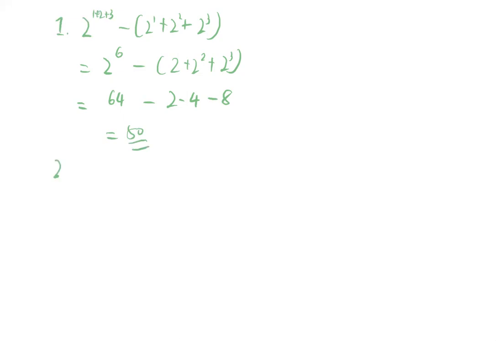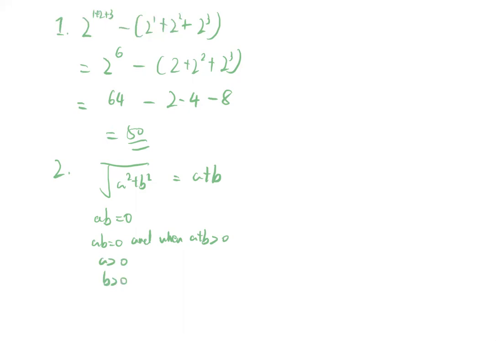Question number 2 is a condition problem. It's asking for the condition when the square root of a squared plus b squared equals a plus b. There are a number of answer choices. Some of them are, for example, when ab is equal to 0, and when a plus b is bigger than 0, something like that. And sometimes a bigger than 0. These are some of the answer choices. I couldn't remember all of them, so excuse me for that.